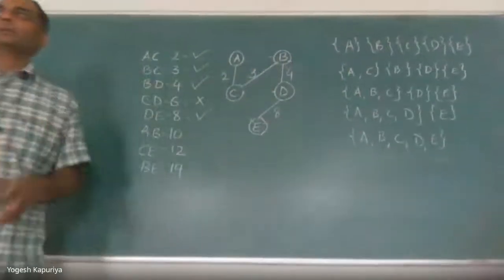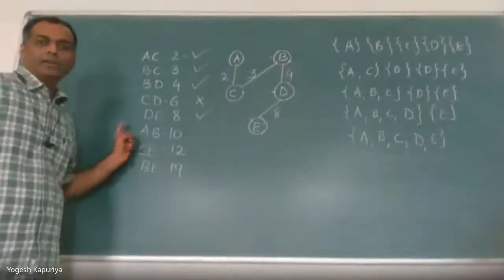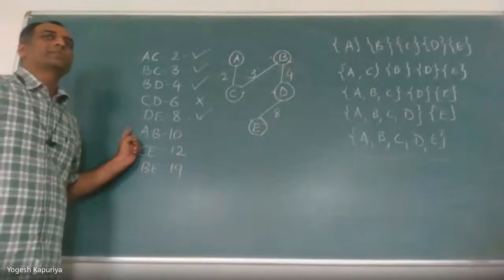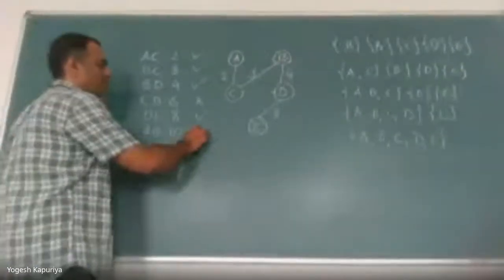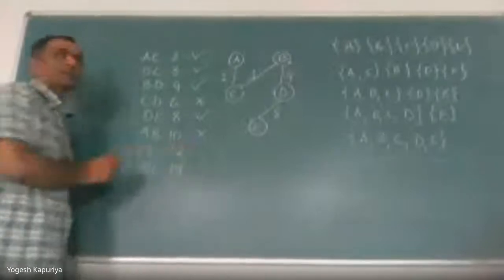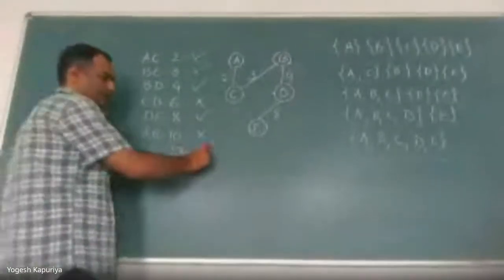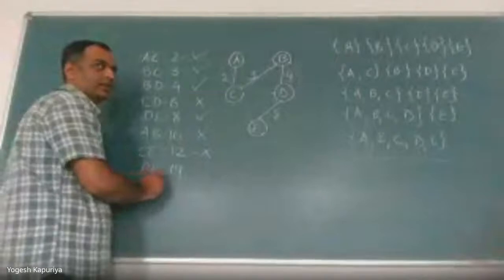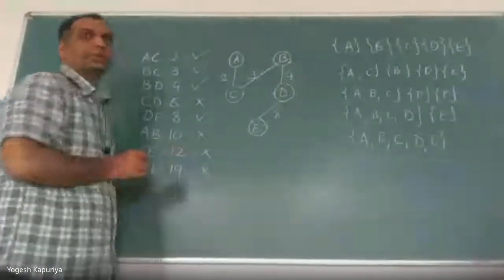Right? Next, AB. Do they belong to the same set? Yes. So that means you are supposed to skip this. Next is CD. Same set? Yes. So skip. Next, BD. Same set? Yes. So skip.